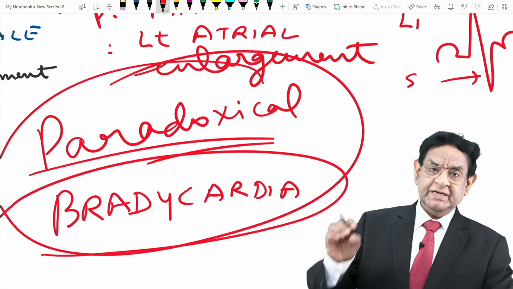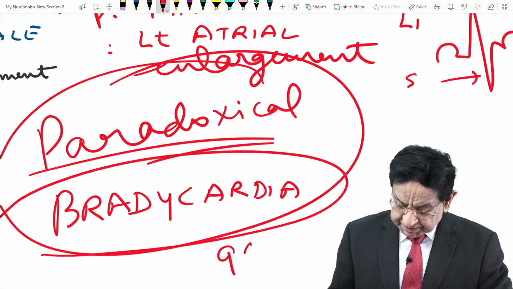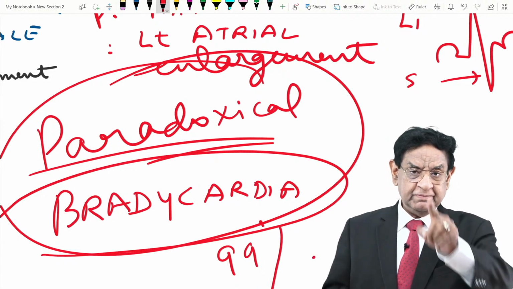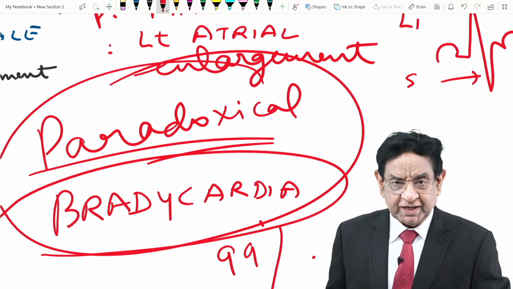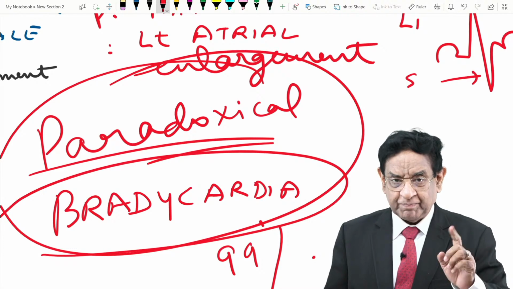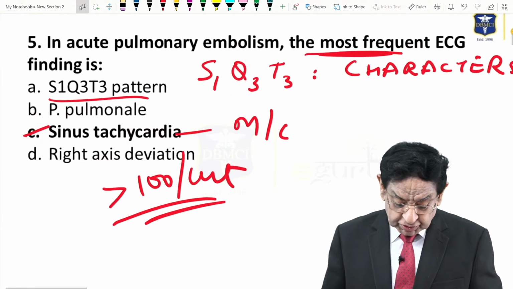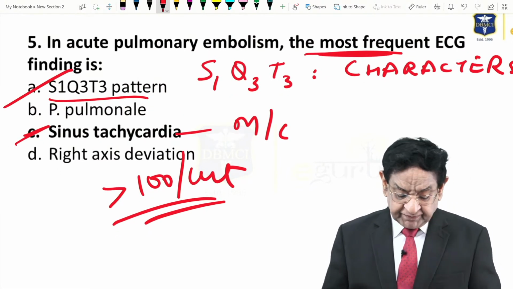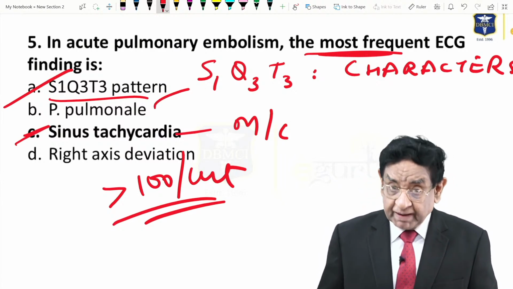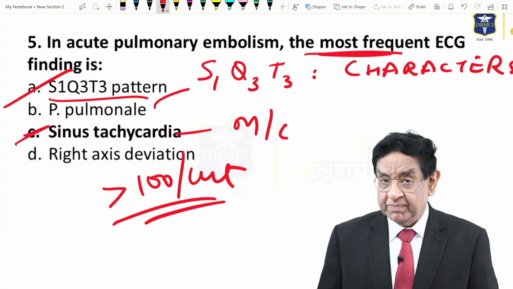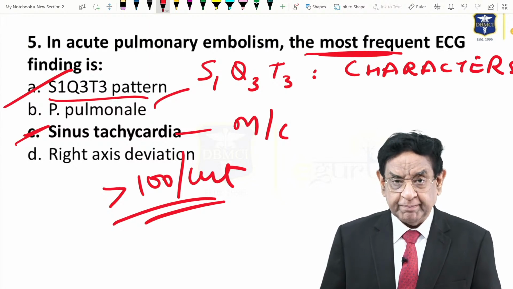The question is, paradoxical bradycardia is seen in pulmonary embolism, and believe me, this question is not known to 99% of students. They do not know, but you know the answer because you are the topper, a top rank getting student. These questions are meant for people like you who deserve top rank. So you are clear that the most frequent finding is this, the most characteristic finding is this, and P pulmonale is right atrial enlargement. And remember, paradoxical bradycardia can occur in some cases of pulmonary embolism.